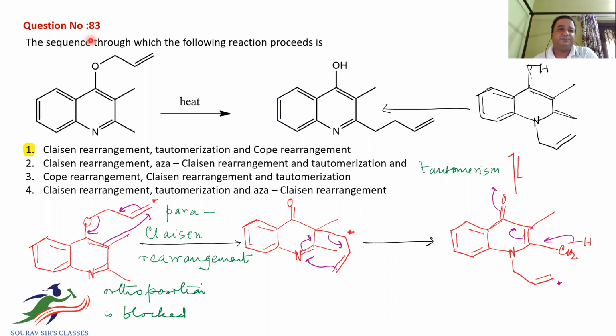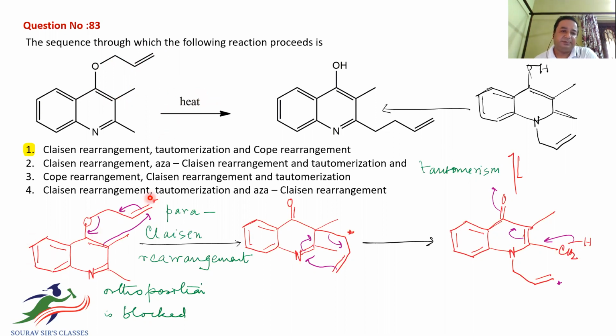Now the question was, the sequence through which the following reaction proceeds, we have to choose from these options. Here we have a quinonide molecule, and it is derivatized with an allylic group. Basically, it is an allylic ether. And as you can see, in the ortho position there is a methyl group, so it is blocked in the ortho position.